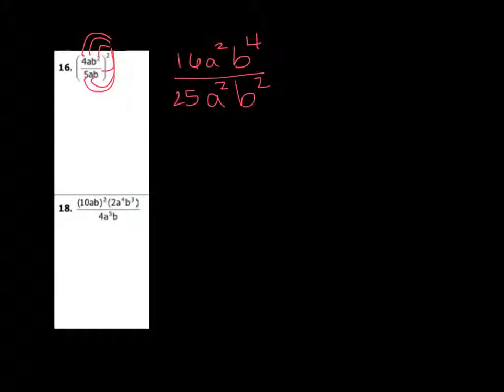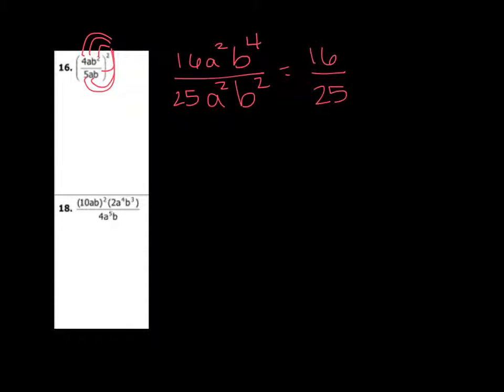So I've done the power of a power rule. Now I need to see if I can divide. So you want to check and see, can 16 over 25 be reduced? Which it cannot, so it stays. So I still have 16 over 25.